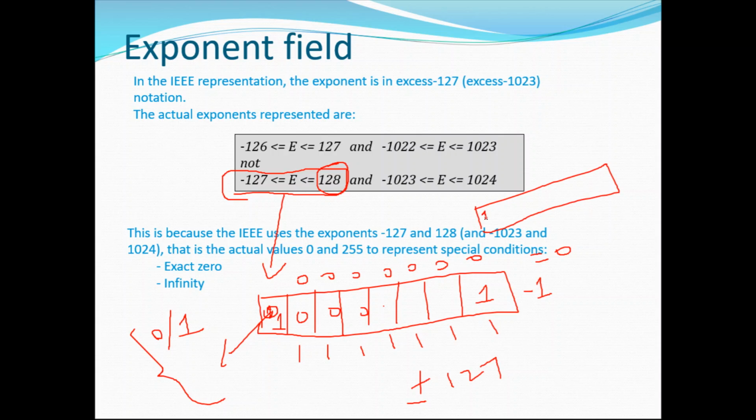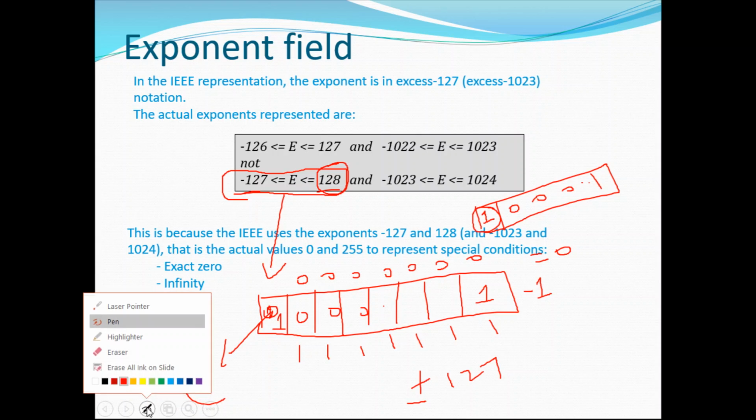If the most significant bit is 1 and the remaining are all 0, then this is 128. This is how we got that extra 128. So this is how it ranges from minus 127 to plus 128. This is the normal case.